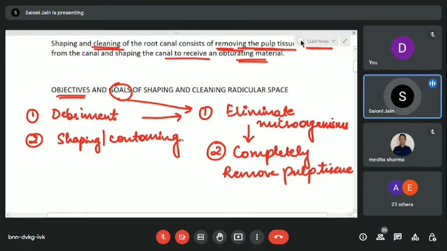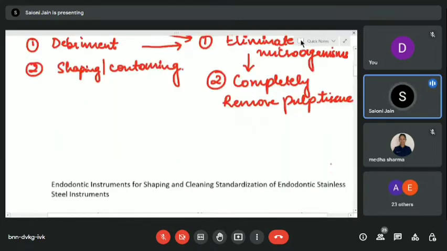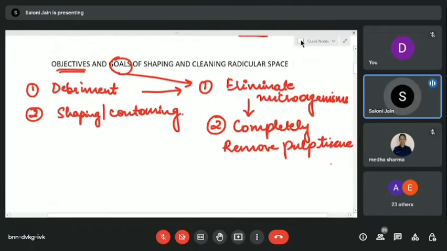If remnants are left behind, then you won't be able to completely eliminate the microorganisms, or you won't be able to debride or disinfect the canal completely. So it is when you eliminate the microorganisms, that is by the complete removal of the pulp tissue. Then third is, now you have completely eliminated the microorganisms, now you have completely removed the pulp tissue, now you focus on shaping and contouring.